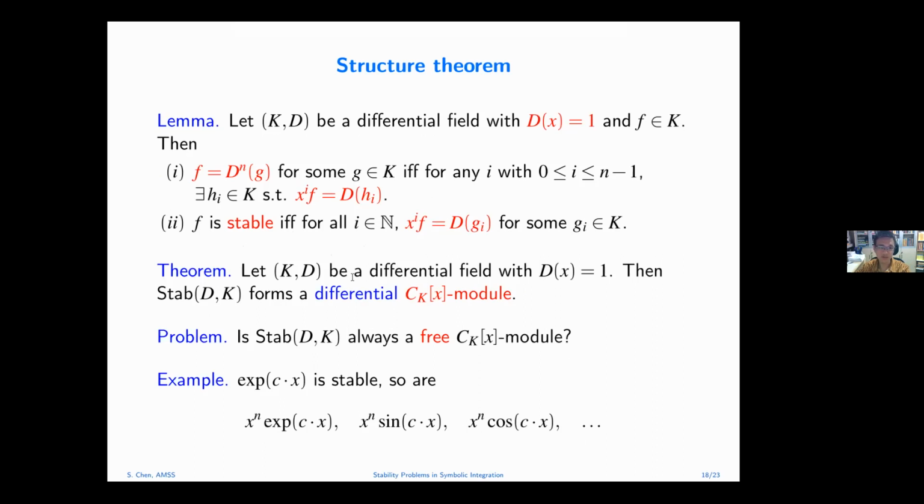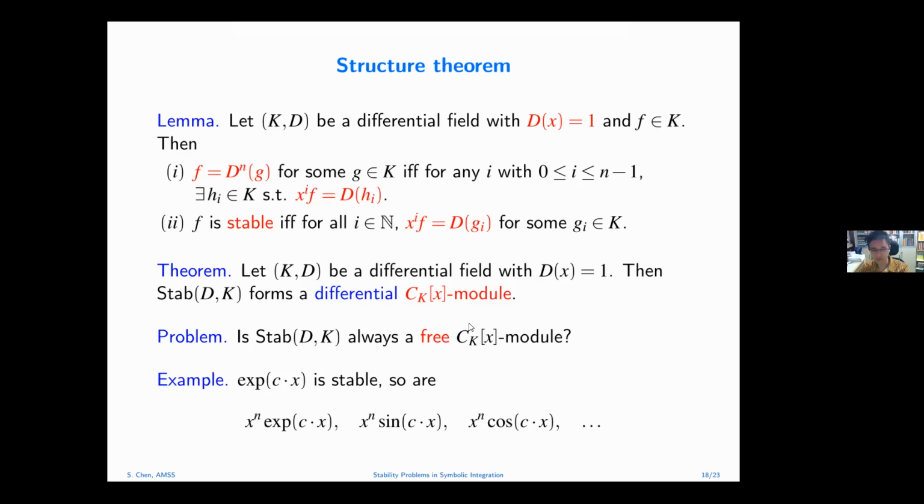Another non-trivial result, we show that if you collect all the stable elements in the differential field, this is a linear space over the constant field. But actually, you can show that this is also a differential module over the rational function field, the rational polynomial ring. So this is actually a module. And it is still an open problem whether this module is free or not.